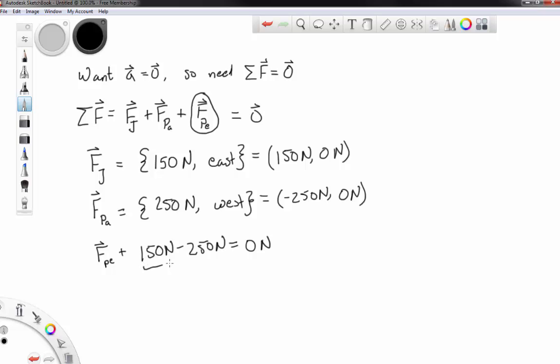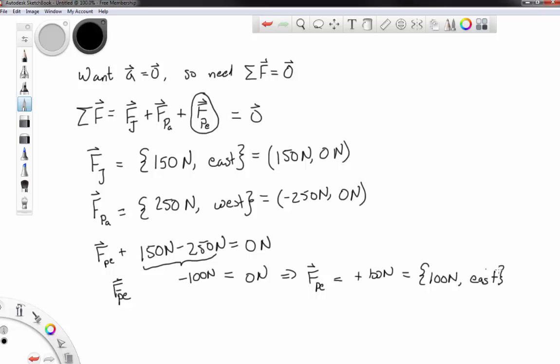So this difference right here, of course, is minus 100 newtons. So the force of Peter minus 100 newtons is 0 newtons. And therefore, we can write that the force that Peter needs to be applying should be plus 100 newtons, which is the same thing as saying, since we've defined the positive direction to be east, Peter should apply a force of 100 newtons in the eastward direction.